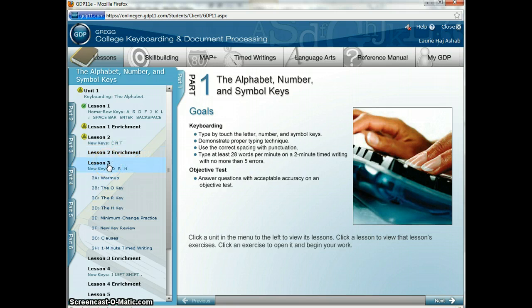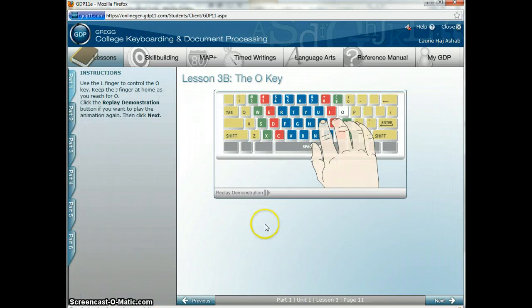To start out with lesson number 3, you're going to be doing a warm-up, so you'll want to make sure that you turn to page 11 in your textbook, and I'm going to go right down to lesson 3B, the O key. And as a reminder, remember I go through each of the key reaches with you. So for the O, you're going to be reaching up with your L finger. So it's O, go back to the L, O, go back to the L, O, go back to the L.